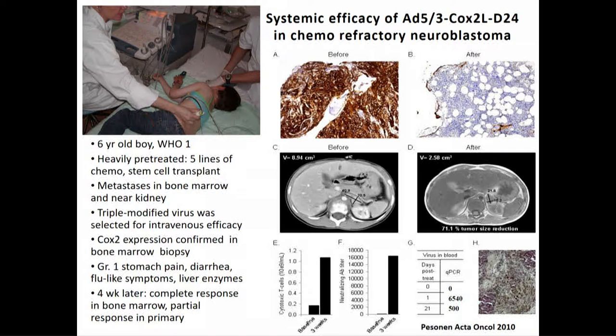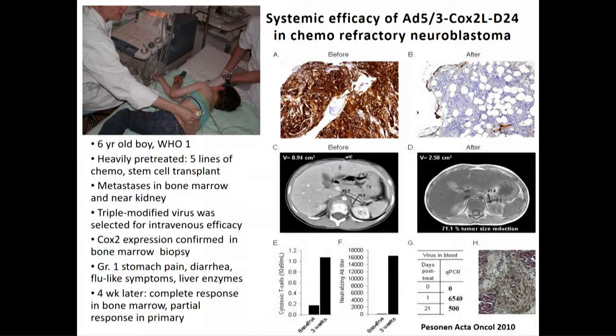So here's one patient example, a six-year-old boy with a neuroblastoma. He had gone through 5 lines of chemotherapy and a stem cell transplant. He had metastasis in his bone marrow, so this brown stuff is all tumor in his bone marrow. He had also the primary growing here near the left kidney. So we injected half of the virus intravenously and half into this kidney tumor here.